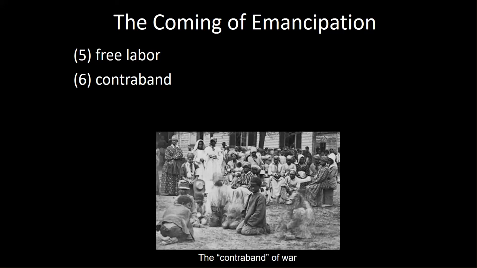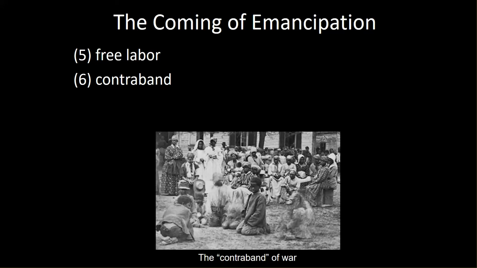In March of '62, Congress passed a law that would prohibit the Army from returning runaway slaves to their owners, a complete reversal of what they had done in the first year. Then they abolished slavery in Washington, D.C., but they paid slave owners in D.C. for their lost property. Then they abolished slavery in all of the territories.